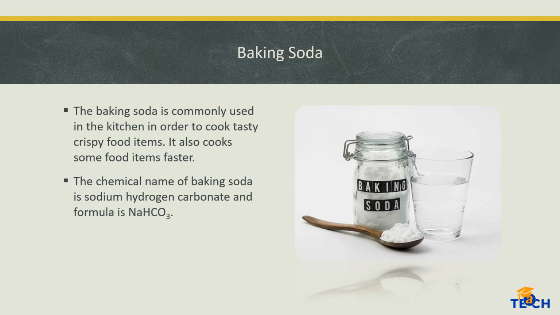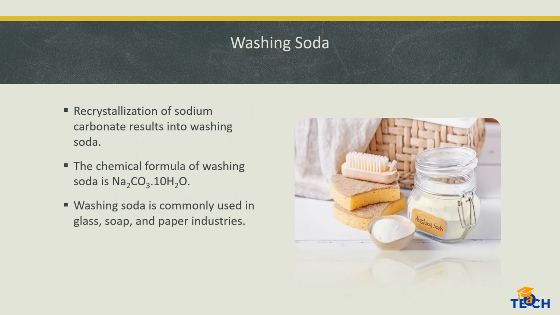Baking soda is commonly used in the kitchen in order to cook tasty, crispy food items. It also cooks some food items faster. The chemical name of baking soda is sodium hydrogen carbonate and the formula is NaHCO3. Recrystallization of sodium carbonate results in washing soda. The chemical formula of washing soda is Na2CO3·10H2O. Washing soda is commonly used in glass, soap, and paper industries.